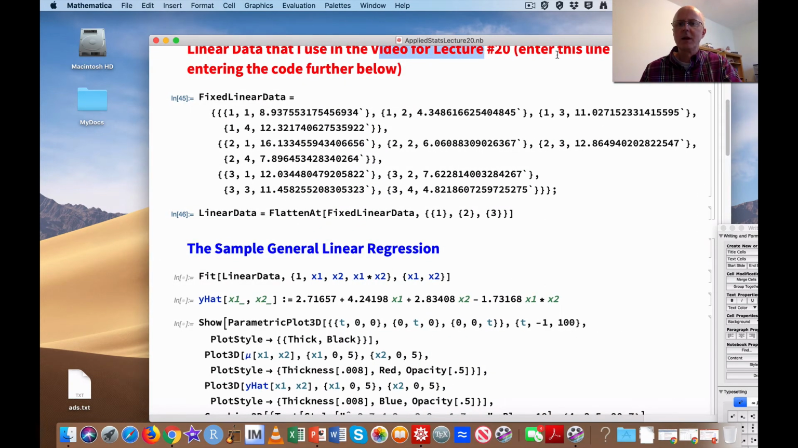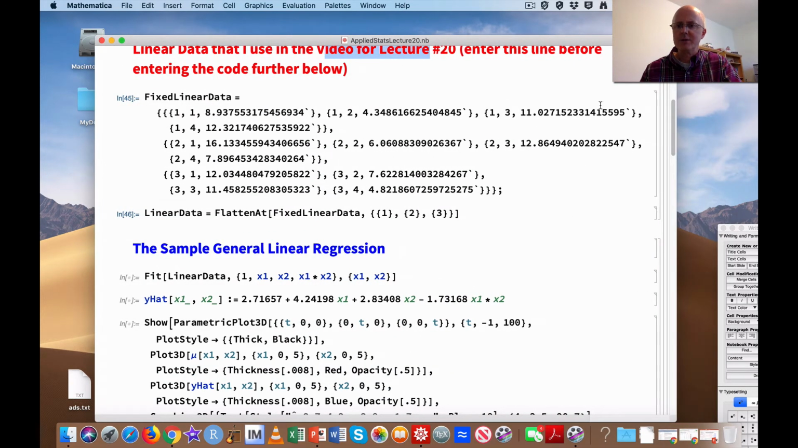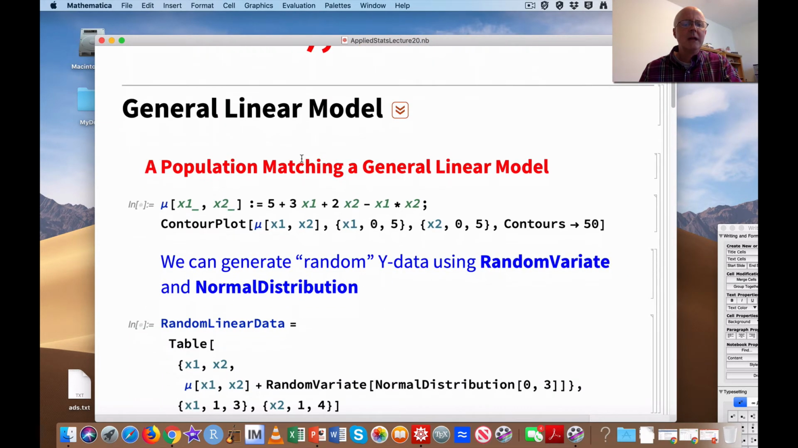So this is similar to the code that I've shown recently, I think in lectures 18 and 19. Here is our model. I picked values for beta 0, beta 1, beta 2, and beta 3. I picked beta 0, the constant term, to be 5, beta 1 to be 3, beta 2 to be 2, and beta 3, the coefficient of x1 times x2, to be -1.